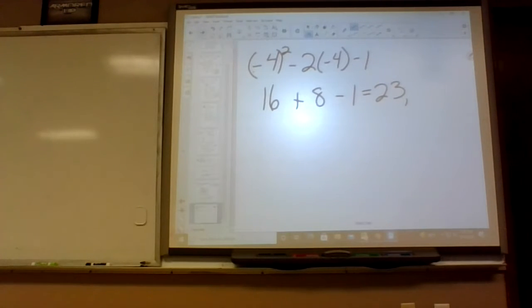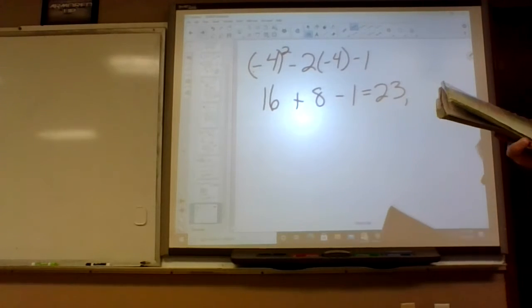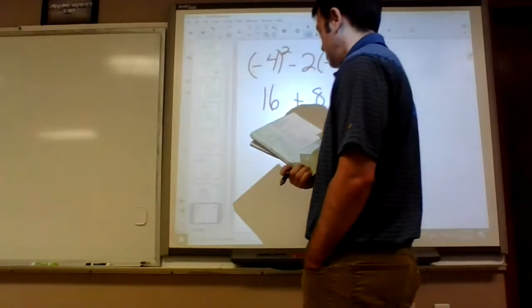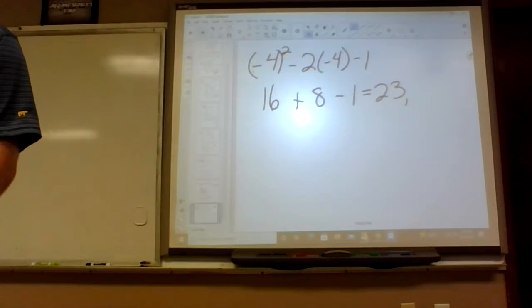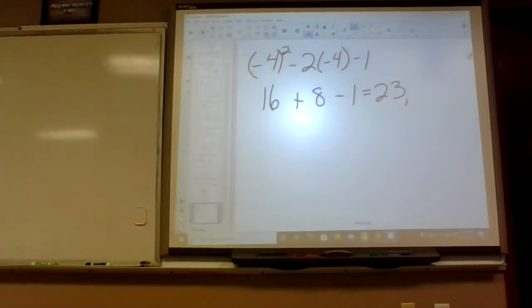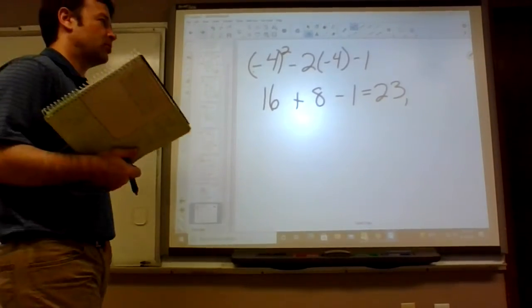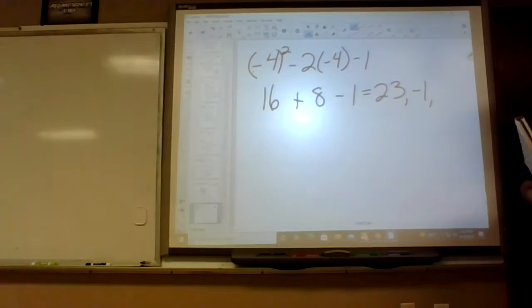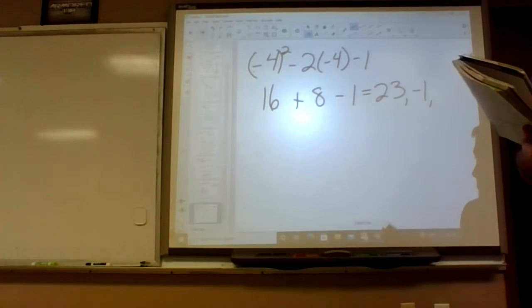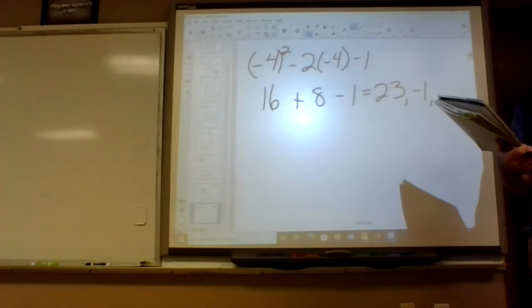Second number on 7, we're supposed to plug in a 2. So what is 2 squared? 4, minus 2 times 2, which is 4. 4 minus 4 is 0, minus 1 is -1. Are you guys following along on that? Do you know where I'm getting these numbers from? I'm looking at number 7, and they told us in the directions what numbers to plug in. So I just plugged in 2.